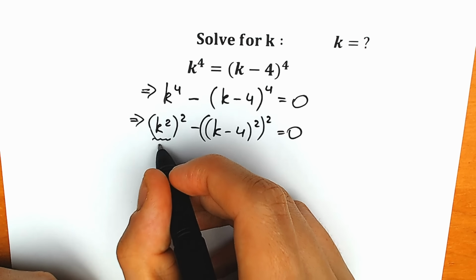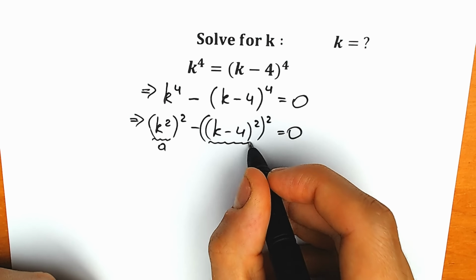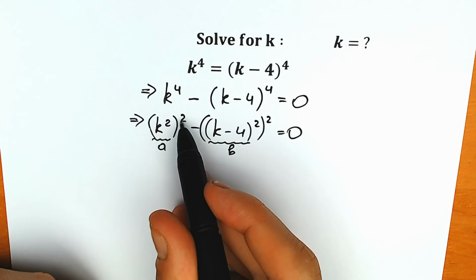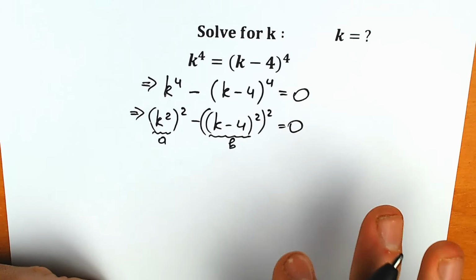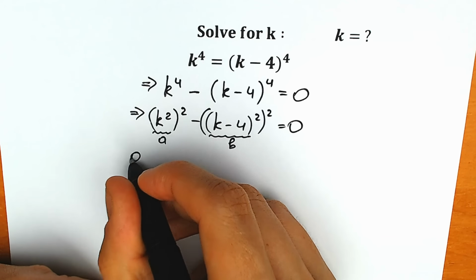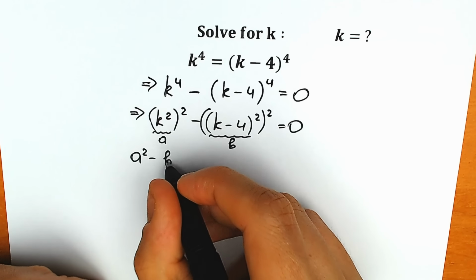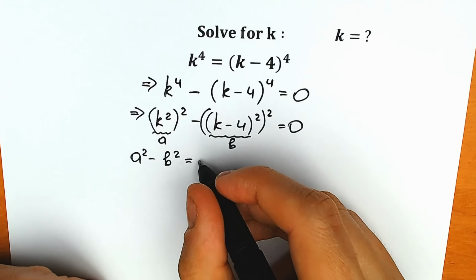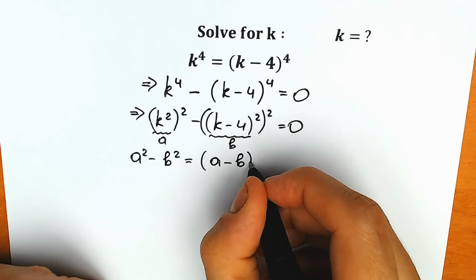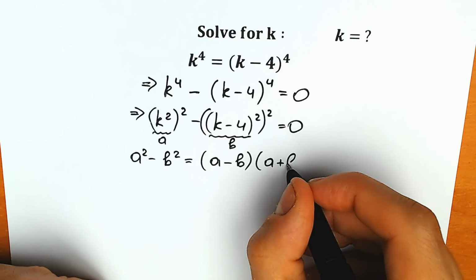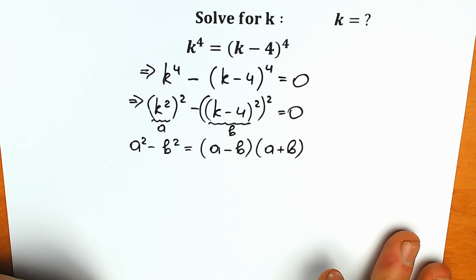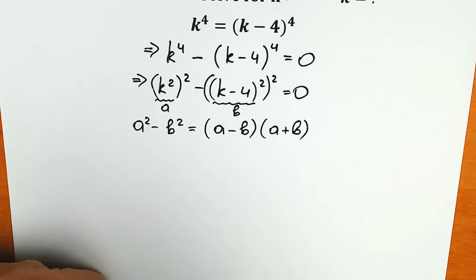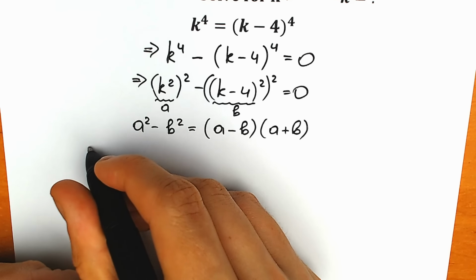If this is a and this is b, we can consider it as a difference of squares, a squared minus b squared. Everyone should know this formula, a classic school formula: a squared minus b squared equal to (a minus b) times (a plus b). Okay, really great. What are we going to do next? Right now, let's expand it in terms of this formula.